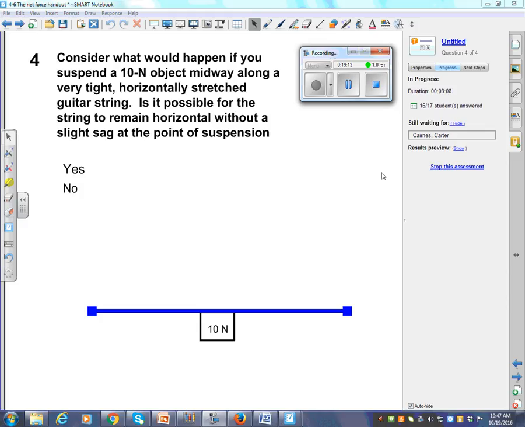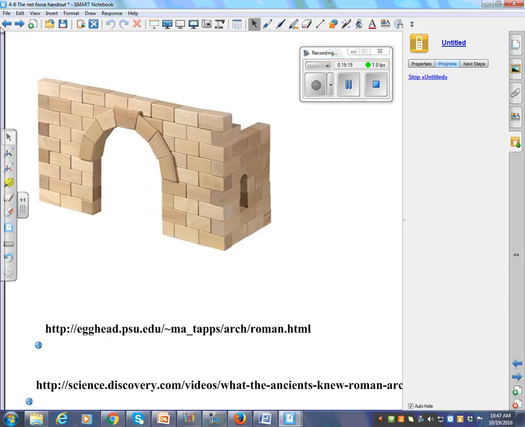Carter, is it possible for the string to remain horizontal? I'll give you the answer in a few minutes. Moving on. Oh yeah, there's that one there. Okay, so I guess I am going to stop.